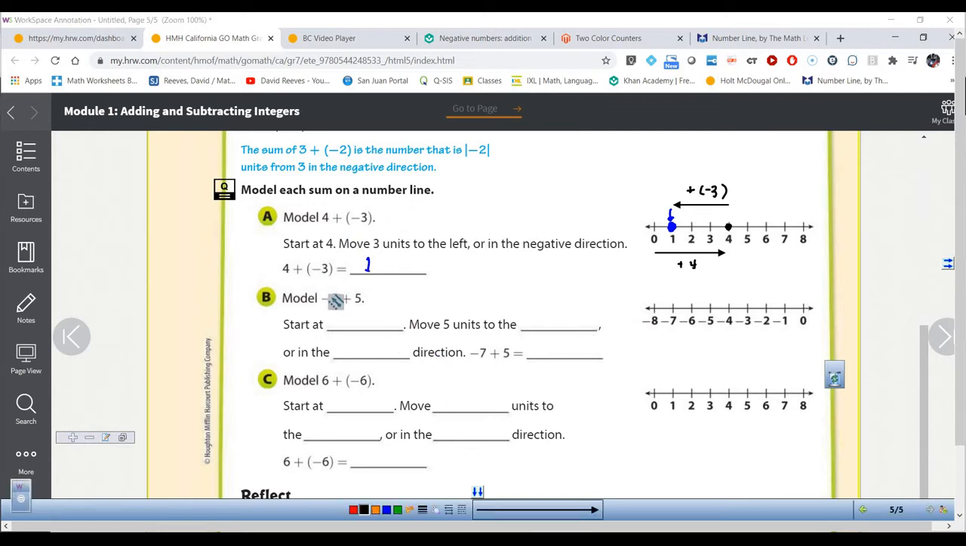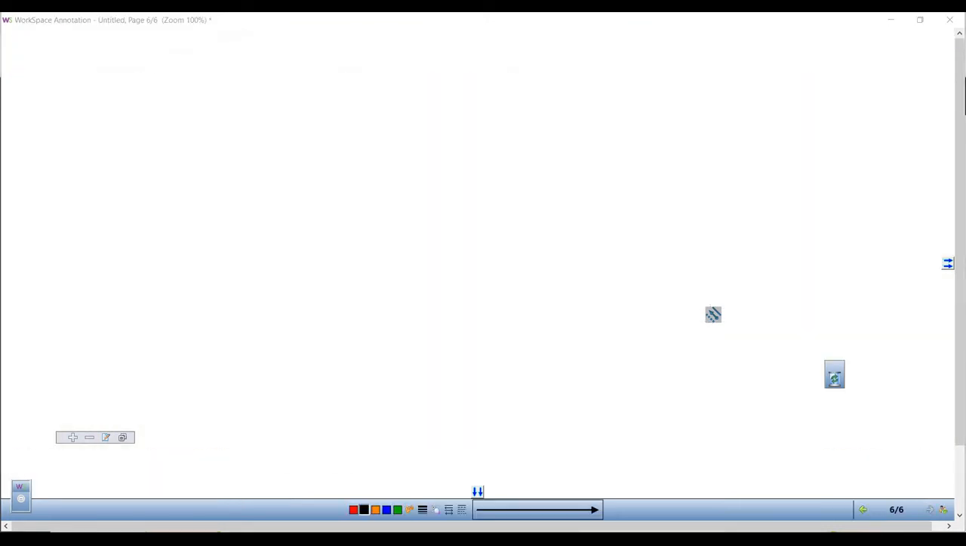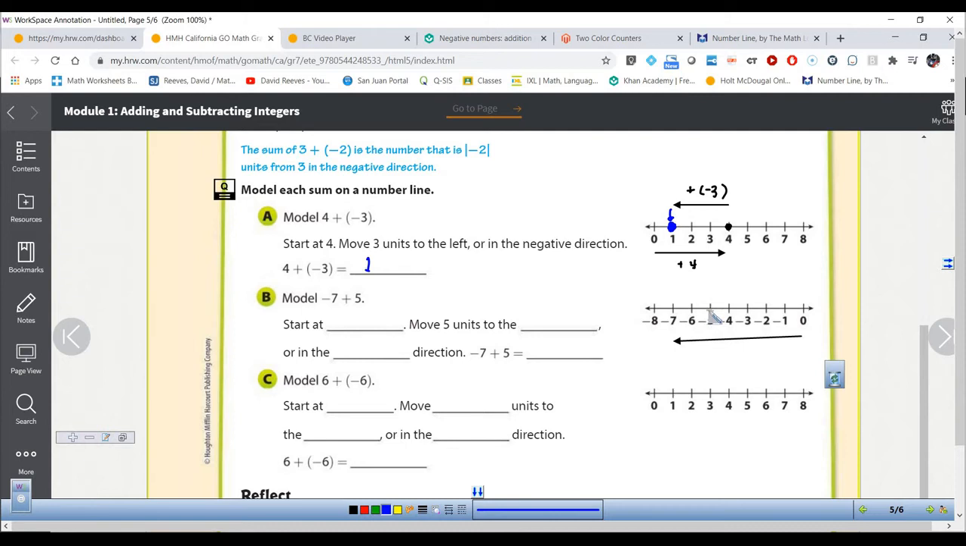All right, what about -7 plus 5? So I'm going to start at 0. Again, I'm going to go all the way back to 7, whoops, that was a mistake. Let's try this again. Sorry, guys. Okay, let me try to do this again. So there we go. So there is back 7. So that is adding -7.